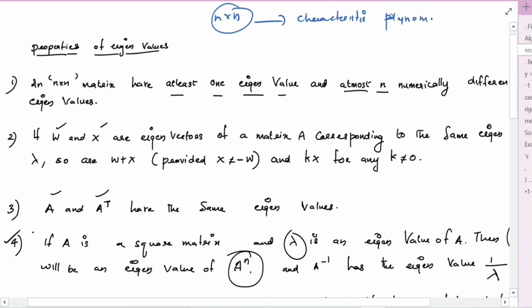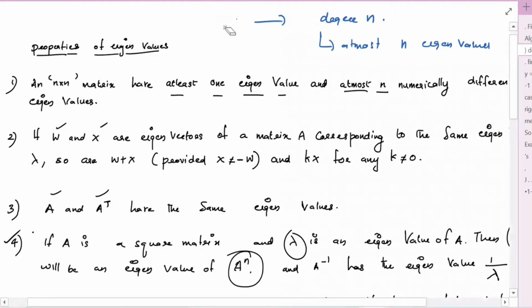So anyway, we can find the characteristic polynomial of a matrix, and there exists at least one root for a characteristic polynomial. We can find at least one root for a polynomial, so there exists at least one eigenvalue for that matrix. And if it is an n by n matrix, what is the degree of the characteristic polynomial? It will be n. So it has at most n eigenvalues, not more than n, less than or equal to n. Okay, that is the first property.